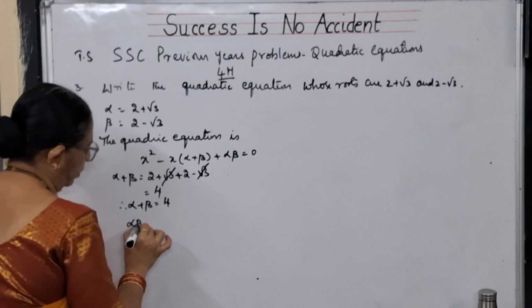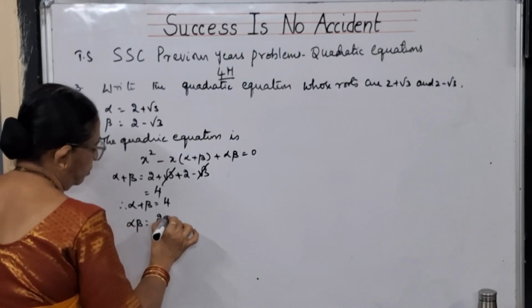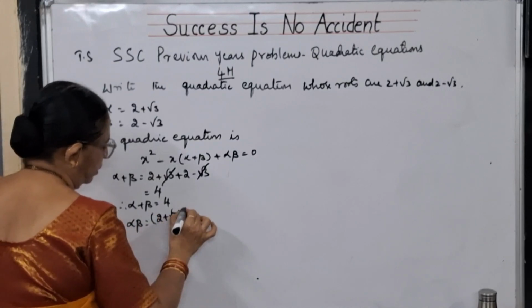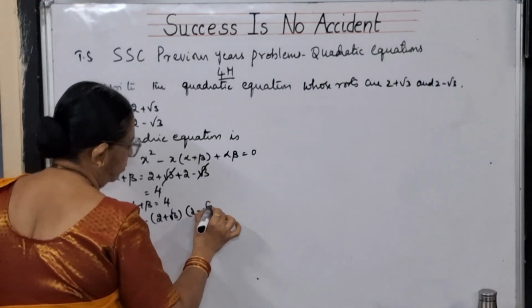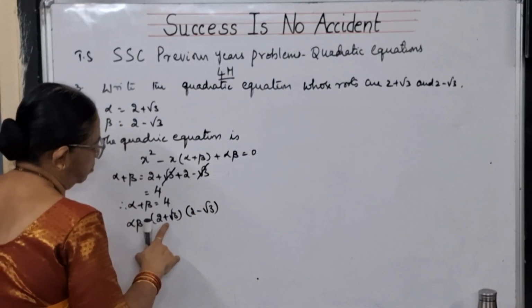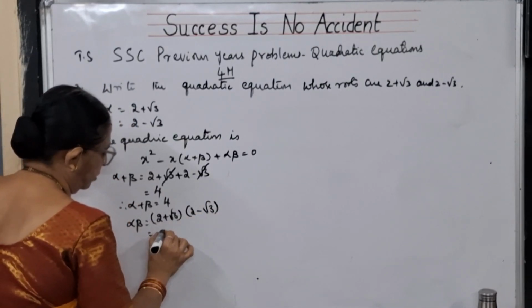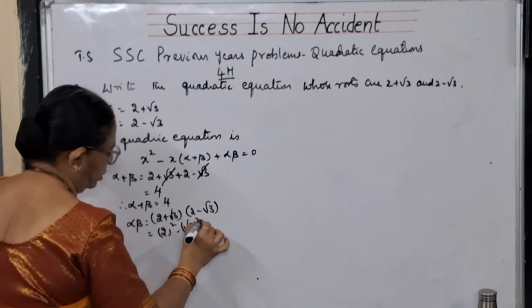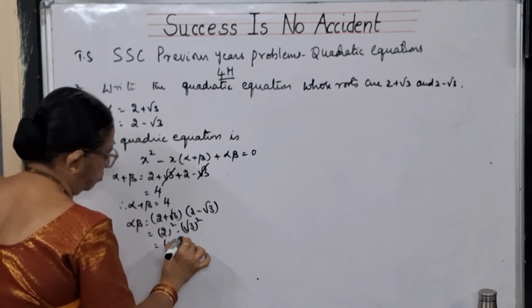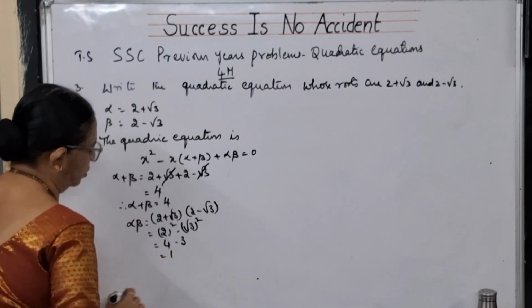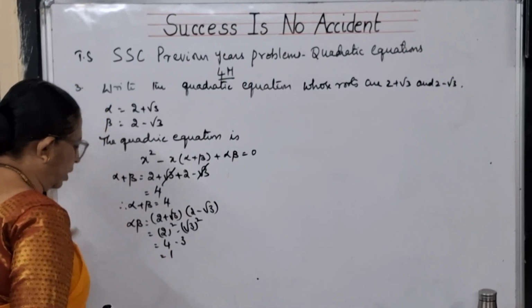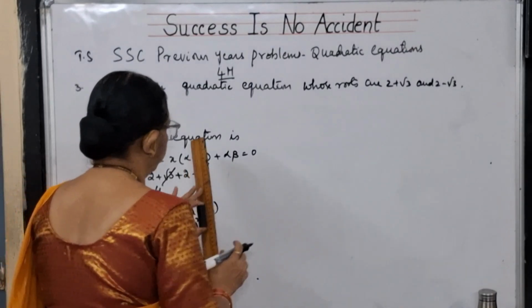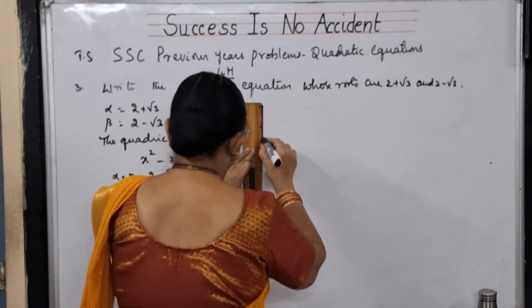Now alpha into beta, that is 2 plus root 3 into 2 minus root 3. This is in the form of a plus b into a minus b, that is 2 whole square minus root 3 whole square, that is 4 minus 3, that is equal to 1. So we have got alpha beta is 1, alpha plus beta is 4.